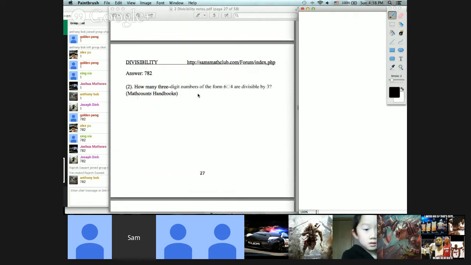Okay. How many 3-digit numbers in the form 6 blank 4 are divisible by 3?